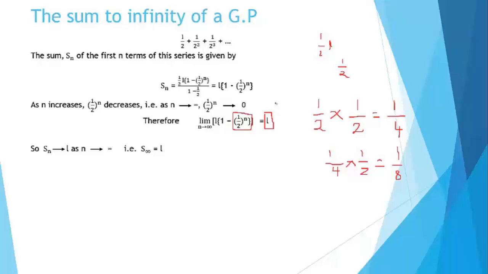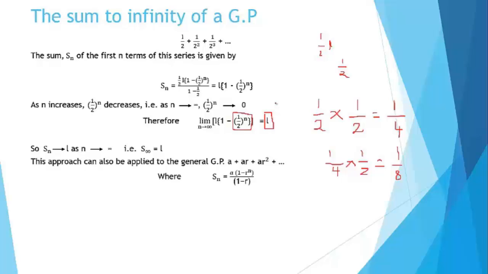So this approach can also be applied to the general geometric progression a plus ar plus ar square and so on, where Sn equals a times bracket 1 take away r to the power n over 1 take away r. So we have two conditions: modulus of r is less than 1 and modulus of r is greater than 1. If modulus of r is less than 1, then the limit of r to the power n where n goes to infinity equals 0. For example, when r equals half, we got 0 as the limit of r to the power n where n tends to infinity.